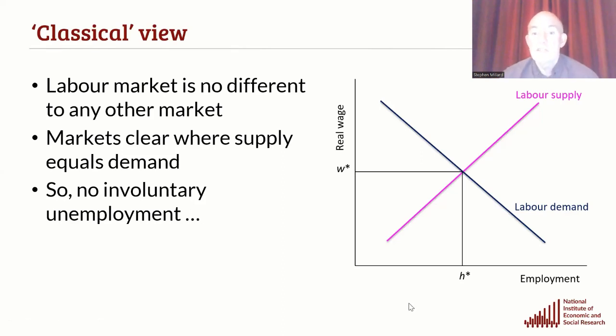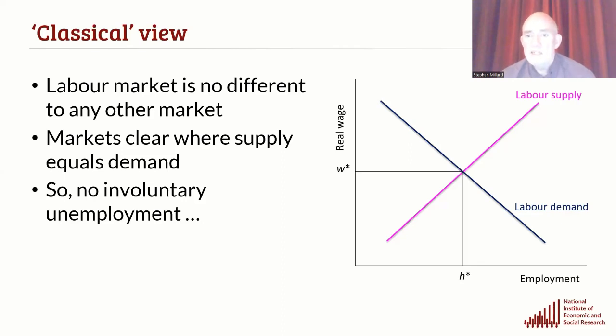I've illustrated this with a diagram here. The blue line is the labour demand curve. The pink line is the labour supply curve. We have a market-clearing real wage, and we have a market-clearing level of employment. And the first thing to note is there's no unemployment in this model.